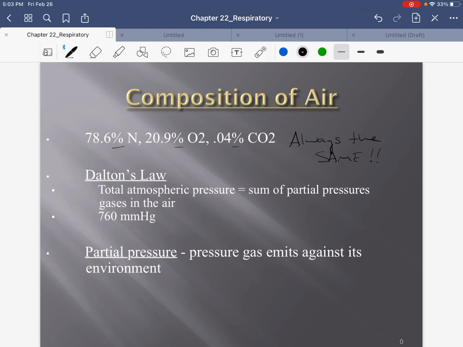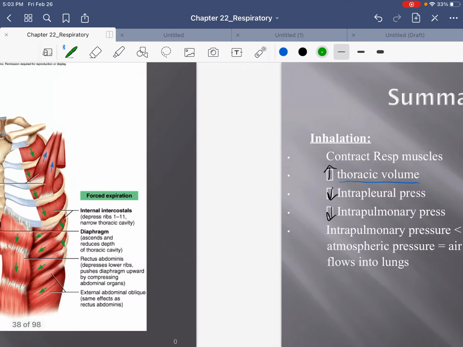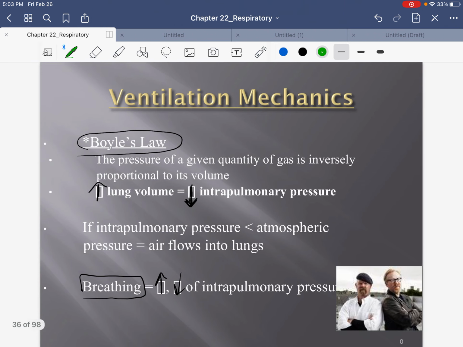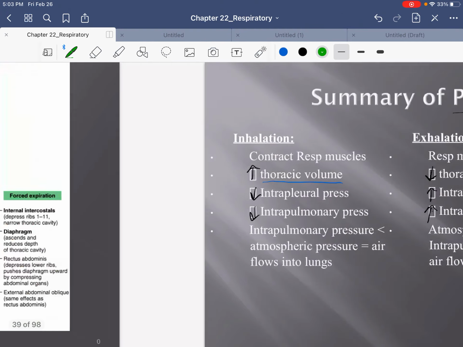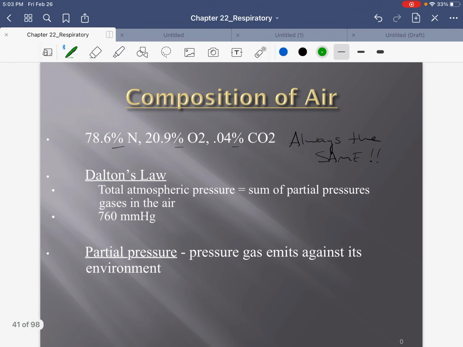Again, I'm not going to ask you these, but before I do that, make sure we talked about Boyle's law. We're going to get through some laws here, so just make sure you remember these. Boyle's law tells us that there's an inverse relationship between pressure and volume. When one is high, the other is low. Now we're introducing a second law, called Dalton's law. Dalton's law tells us that the total atmospheric pressure is the sum of all the pressures of each gas.